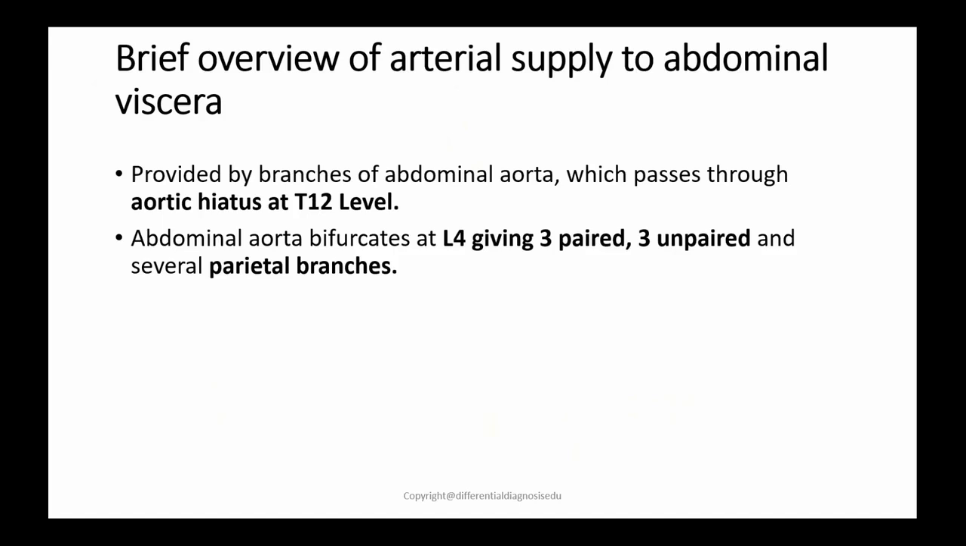So next is a brief overview of arterial supply to abdominal viscera. So the abdomen is supplied mostly by the abdominal aorta or the branches of the abdominal aorta.